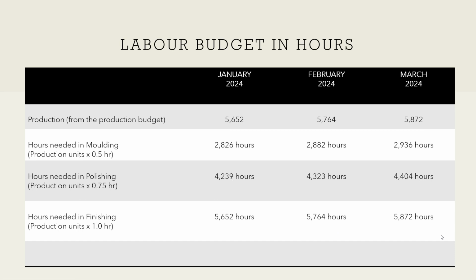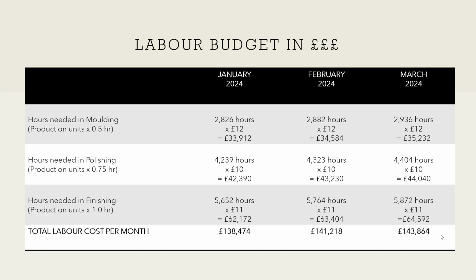The next thing we can do is attach those hourly rates so we can work out how much the budget is going to cost us. So we've got the breakdown for each of the departments, so the number of hours from the previous page, and then times by the hourly rate. So £12 in moulding, £10 in polishing, and £11 in finishing. And then we can add the 3 figures together and get the total labour cost per month. That could feature, again, in a cash budget. Chances are we'll have to pay that in the month that it's incurred. There won't be any time delay with that.